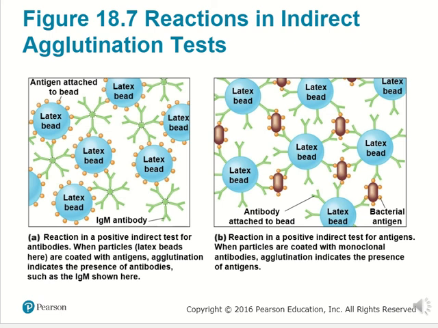So essentially, some source with antigens is inserted to see if there are any antibodies or a specific type of antibody. And if a complex forms, then you know that you have that particular antibody. In a different sense, a reaction in a positive indirect test for antigens, which is shown on the right, is when particles are coated with a monoclonal antibody, and agglutination would indicate the presence of the antigens after they bound to those antibodies that you know are there.